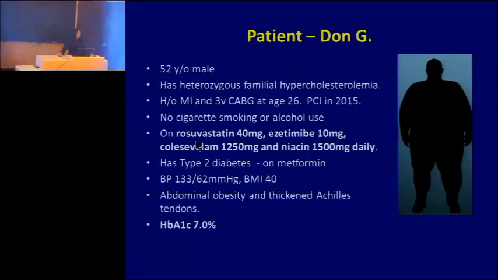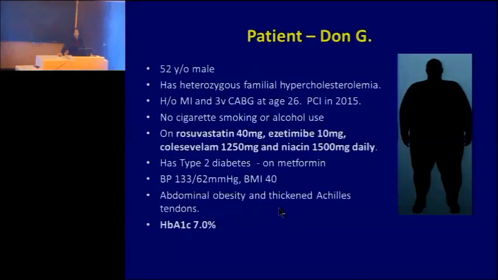He's on four drugs for lipid lowering: rosuvastatin, ezetimibe, colesevelam, a bile acid resin, and niacin. He also has type 2 diabetes treated with metformin. His BMI is 40. He has abdominal obesity, and he has thickened Achilles tendons. That's pathognomonic of individuals who have familial hypercholesterolemia. And his A1C is 7%.